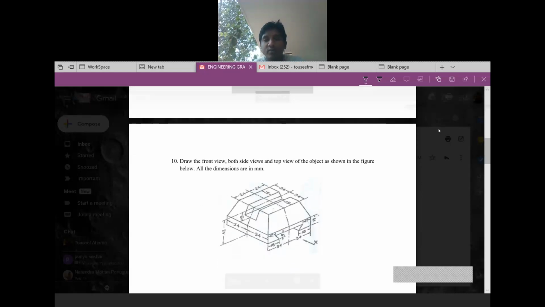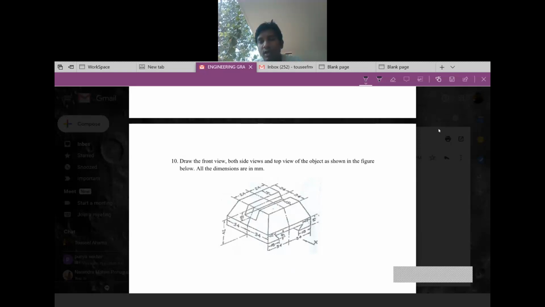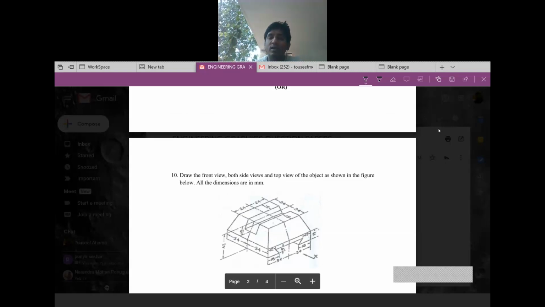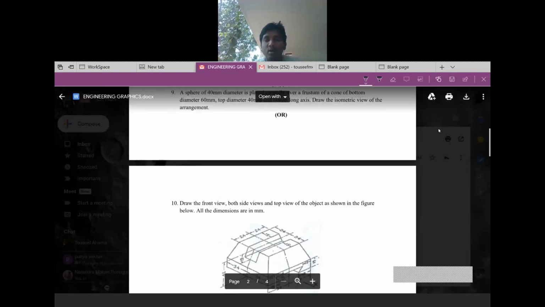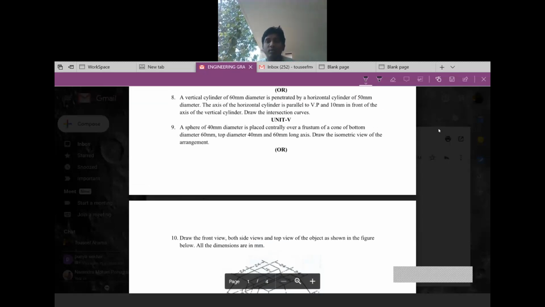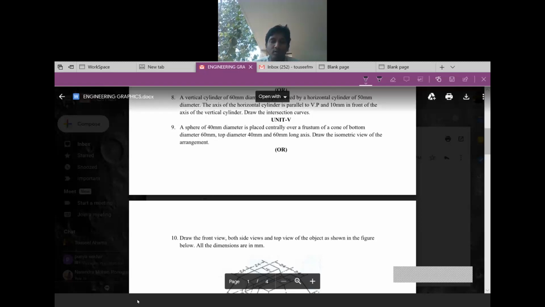Draw the front view, both side views, and top view of the object shown in the figure. All the dimensions are in mm. Understand? Here you have to draw the top view, front view, and side view of the given diagram. He has given all the dimensions. This arrow mark indicates that this will be your front view. In this way he will ask orthographic projections in the exam. First, he will ask this problem of isometric projection. We are in isometric projection, so we will draw this topic.